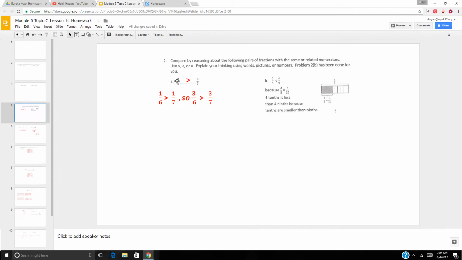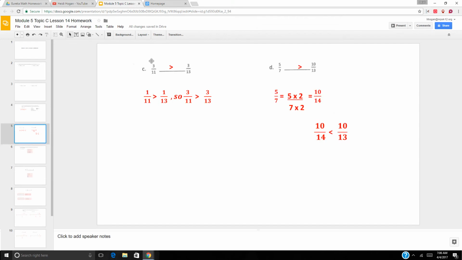So we have 3/6 and 3/7. So you're getting 3 either way, which is larger, sixths or sevenths? Well, we know that 1/6 is larger than 1/7, so that means 3/6 is larger than 3/7. Same thing here. We have 3/11 and 3/13. So either way, you're getting 3. So you're really comparing 11ths and 13ths. And 1/11 is larger than 1/13. So that means 3/11 is larger than 3/13.